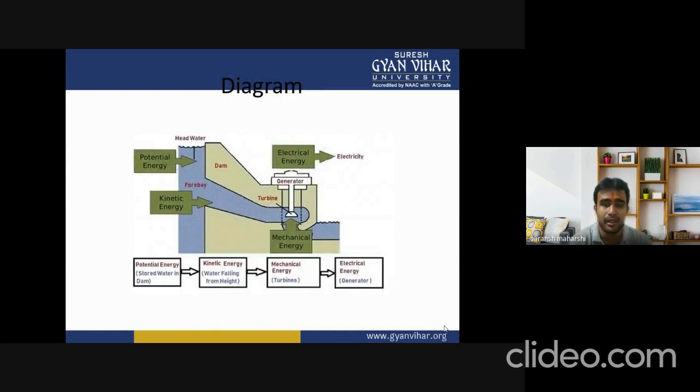Here we discuss some words like headwater, dam, turbine, electrical energy, generator, mechanical energy, potential energy, kinetic energy, electrical energy.